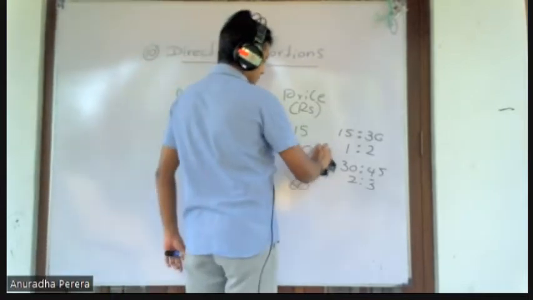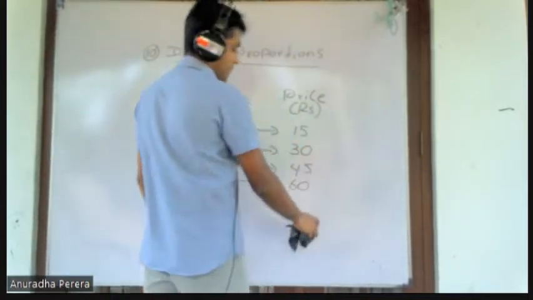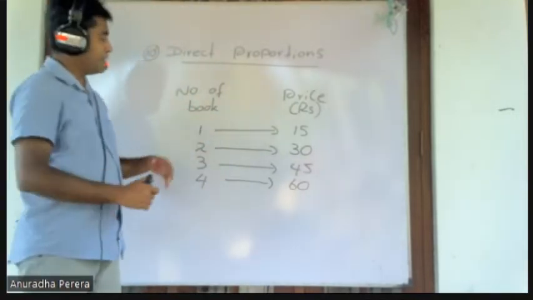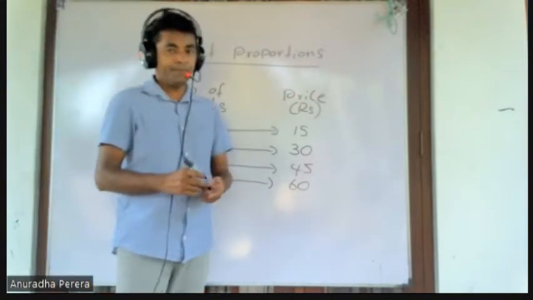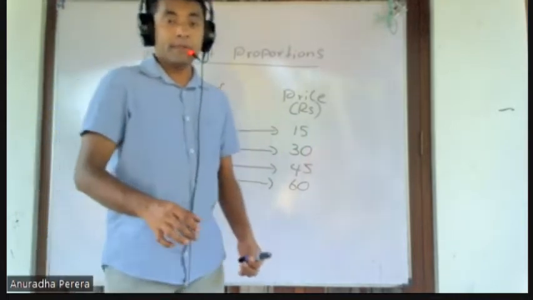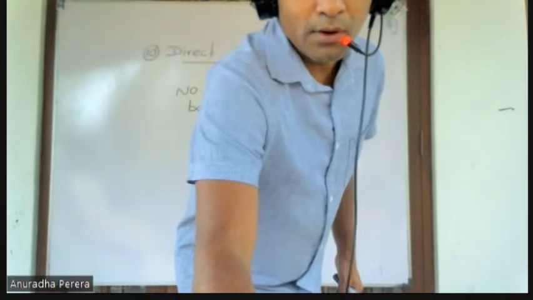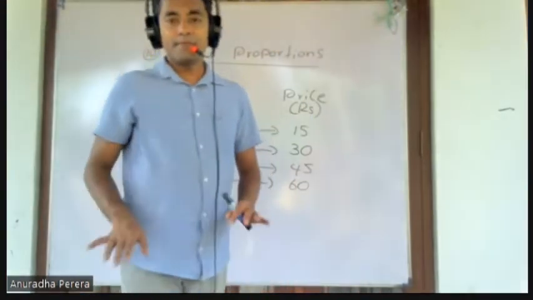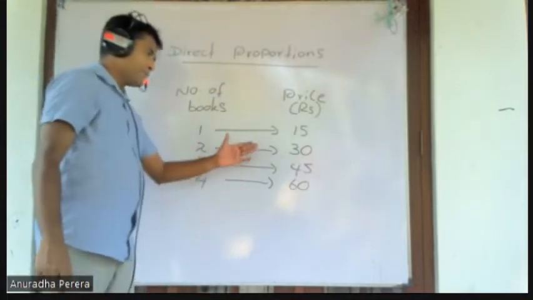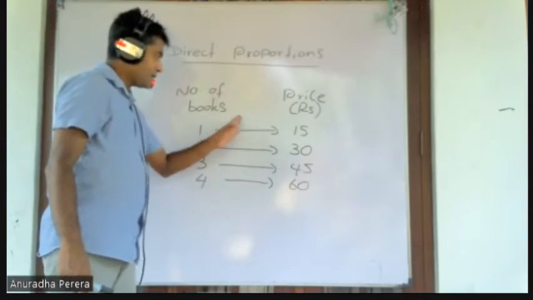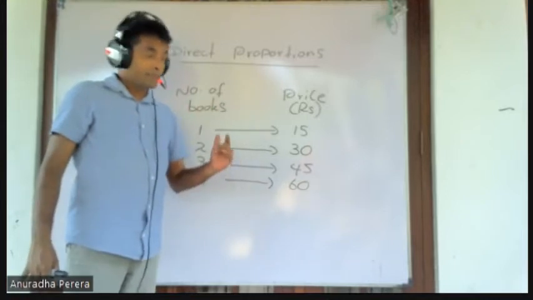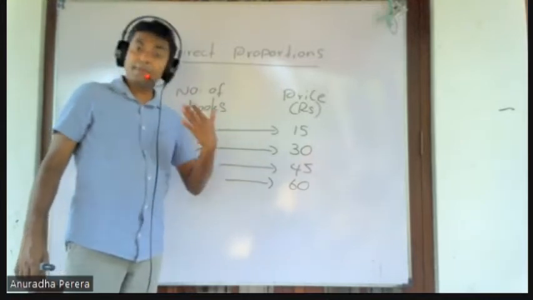Here we consider the relationship between two quantities: the number of books and the price. The price of one book is 15 rupees. The price of 2 books is 30 rupees, 3 books 45, 4 books 60 rupees. Right? It is obvious that when the number of books increases, the price increases. And when one quantity increases, the other one increases with the same ratio. What is the same ratio?